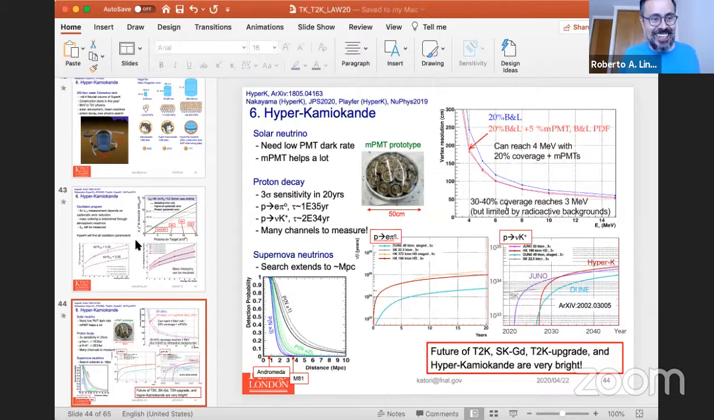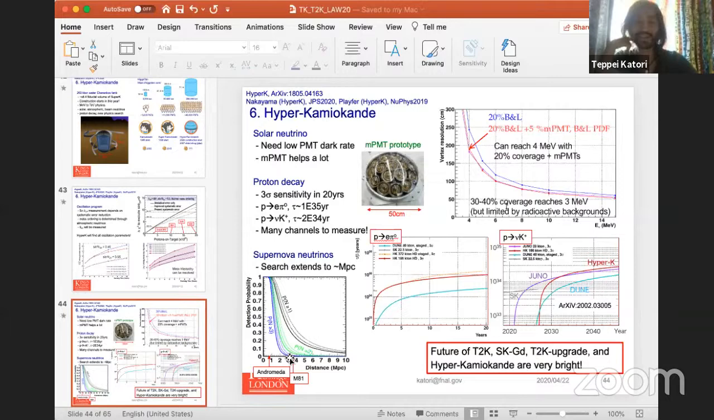Thank you. That's why this extension of view is very interesting. So 4 megaparsec is a kind of benchmark. Then you would see supernova neutrinos every year, so you don't have to cross your fingers anymore.